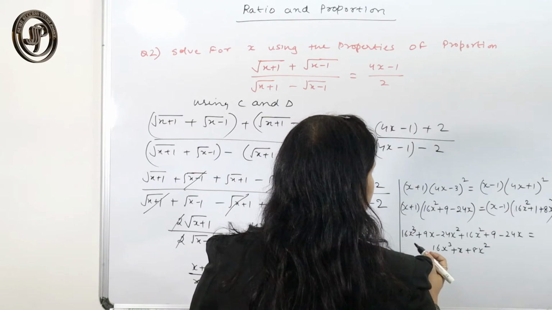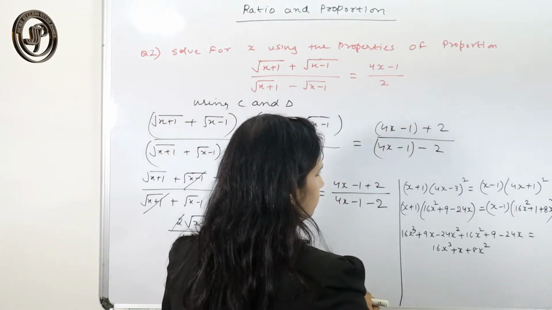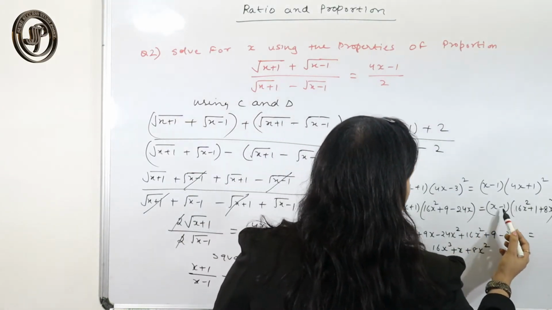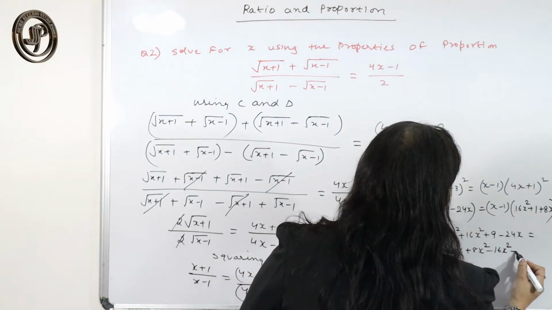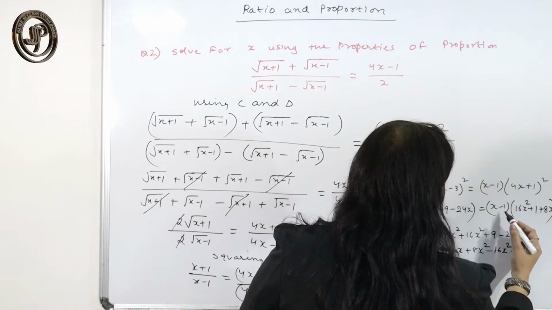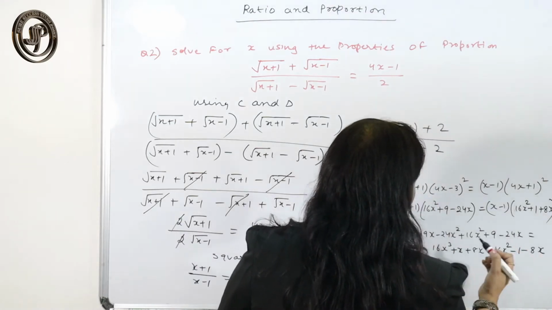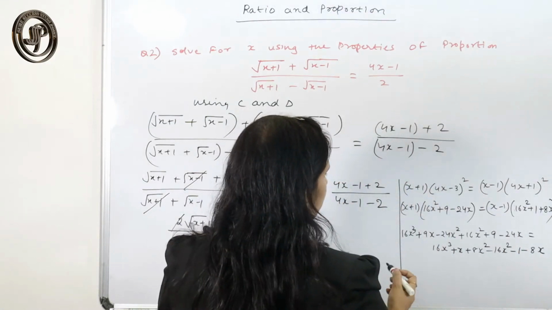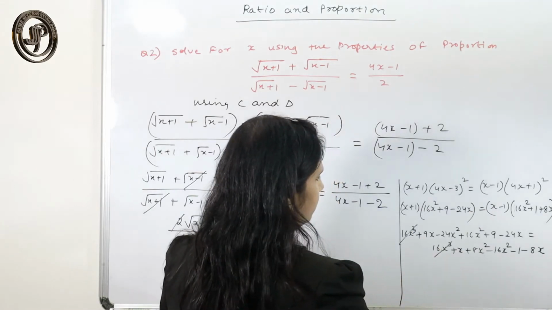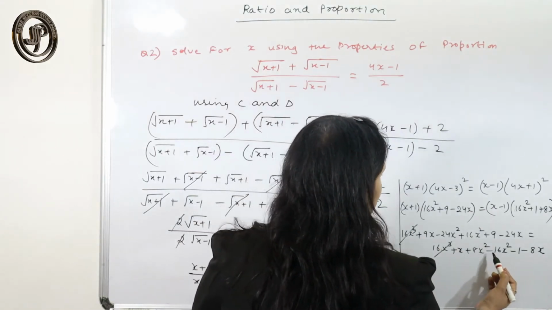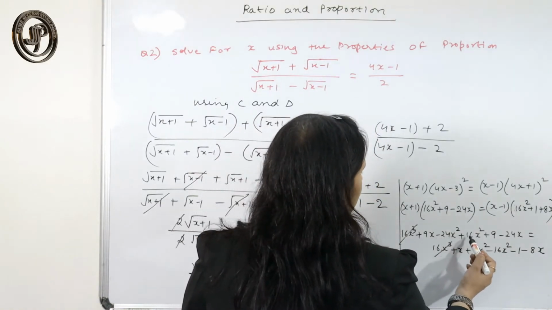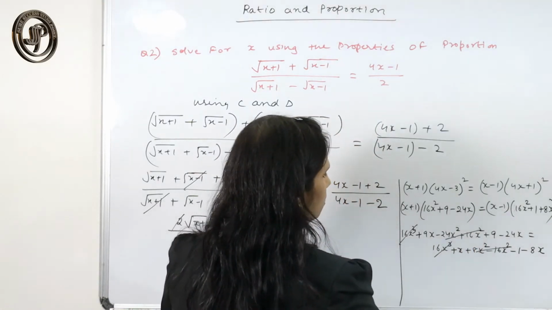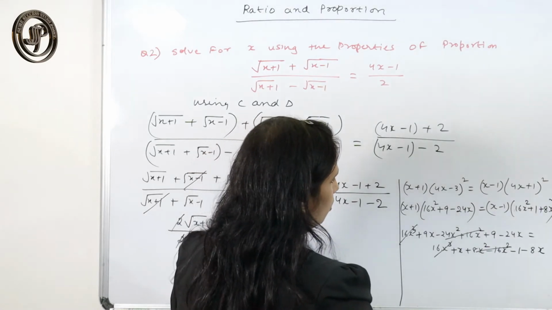here minus 16x square minus 1 minus 8x, right? So when you simplify this, this and this will cancel out, and here if you solve this, you will get minus 8x square, and here also minus 8x square. So this and this will also cancel out.